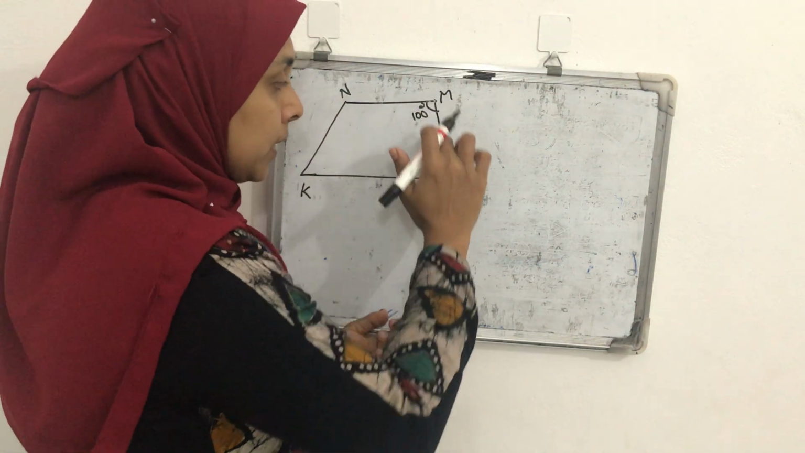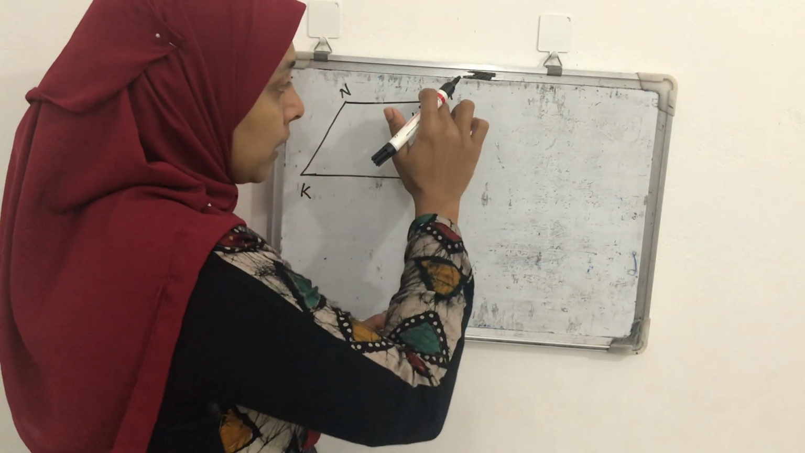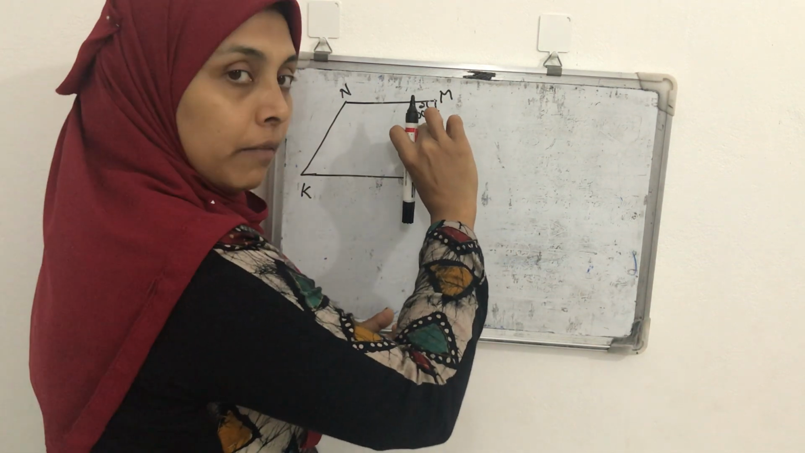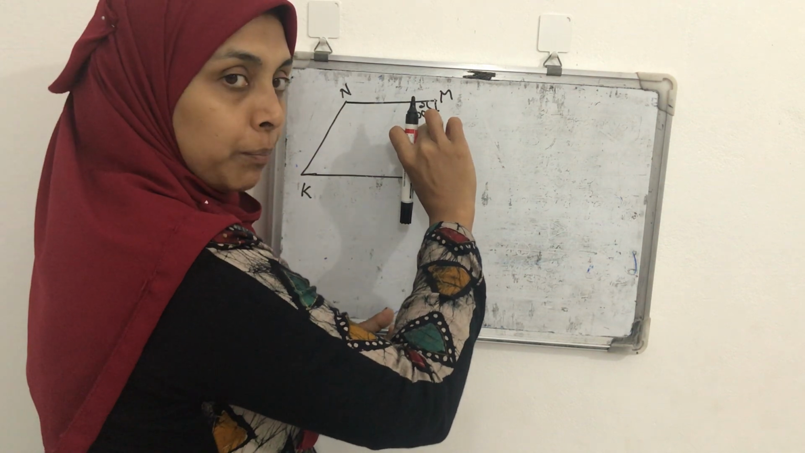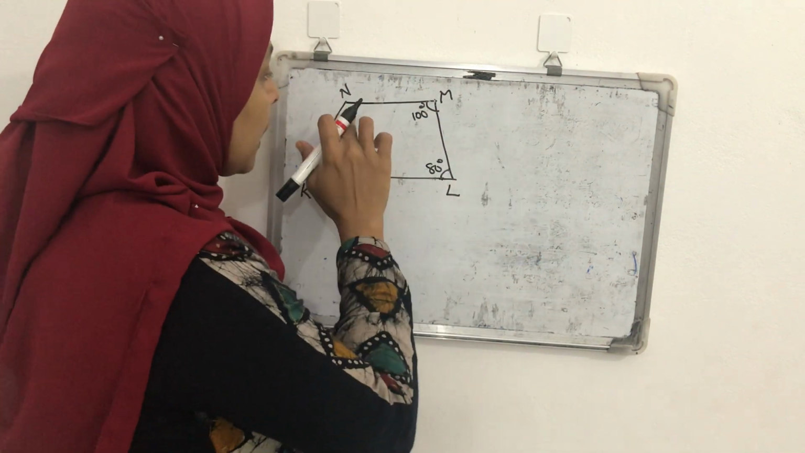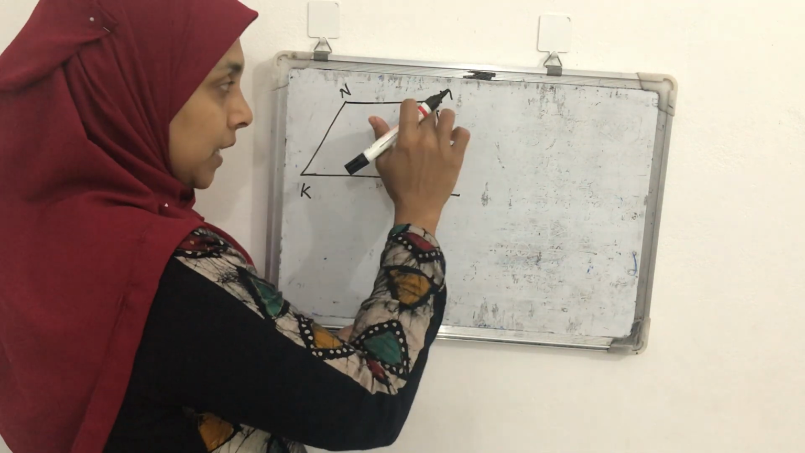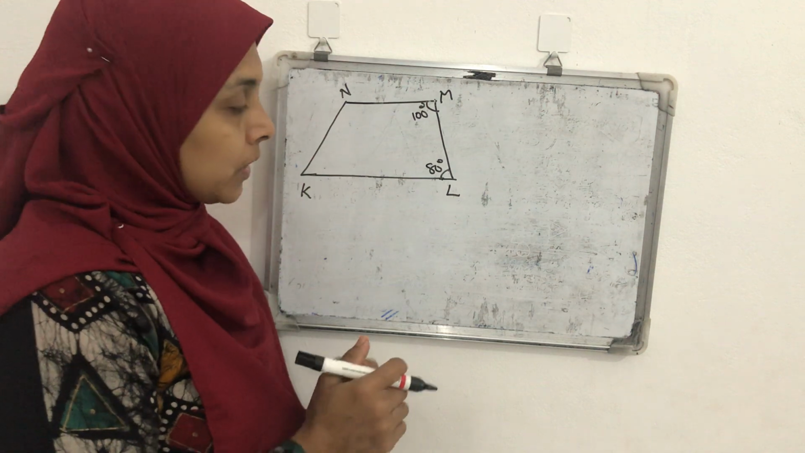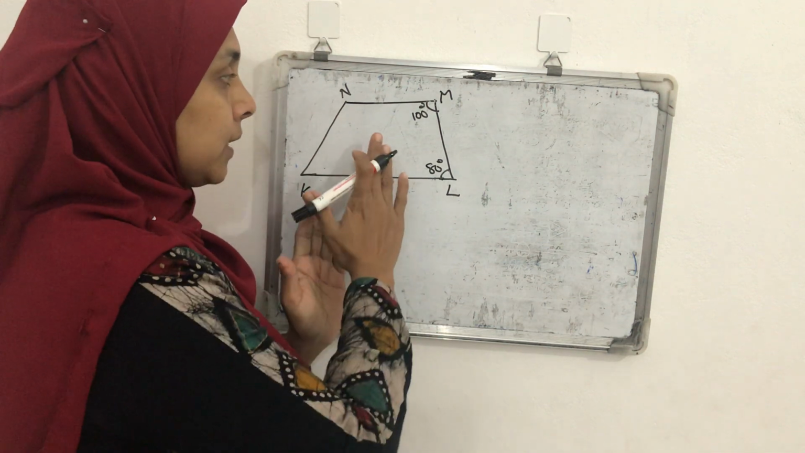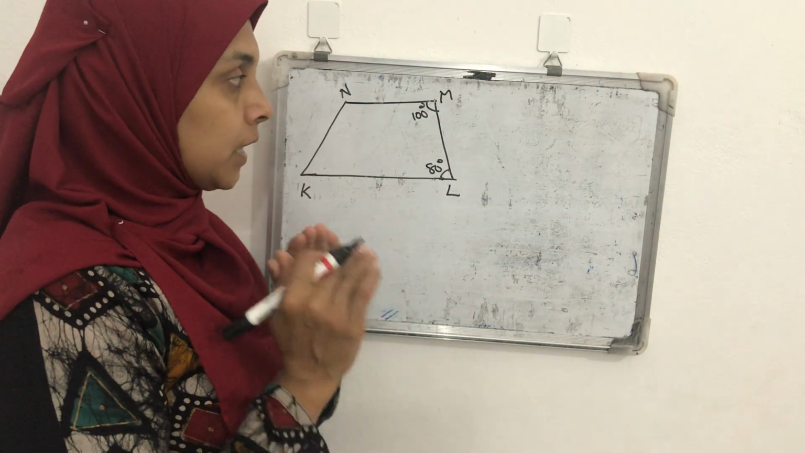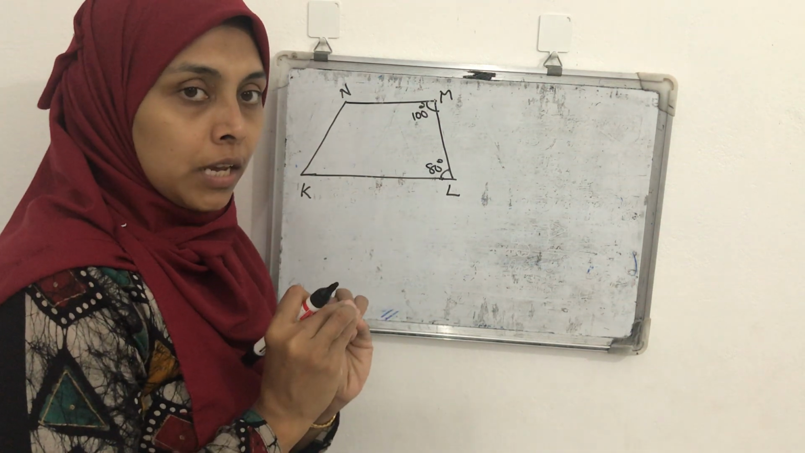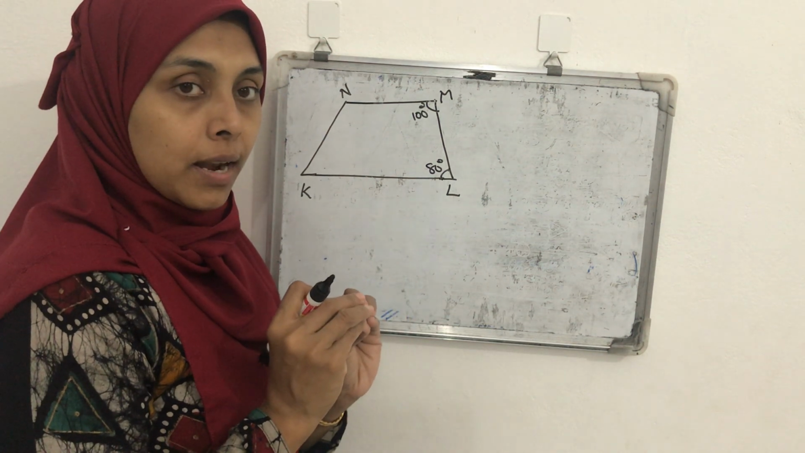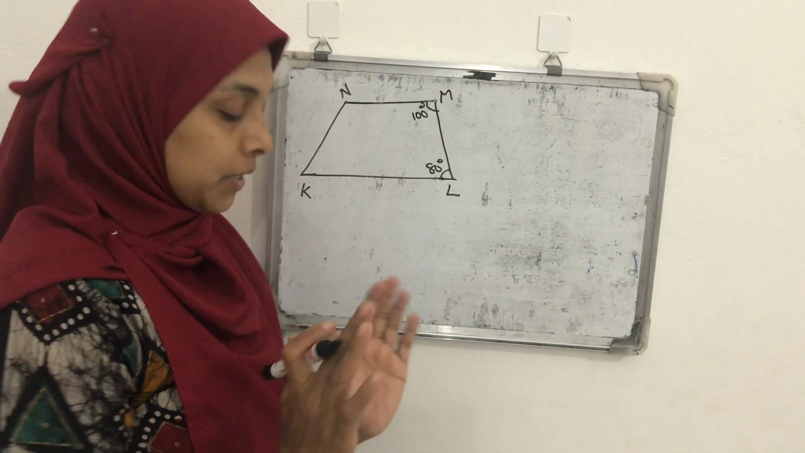And this is a transversal line. Since the sum of these two angles is 180 degrees, they are supplementary. So we can say these two sides NM and KL will be parallel. Using that property we can say this is a trapezium, because if a quadrilateral has at least one pair of parallel sides, we can call it a trapezium.